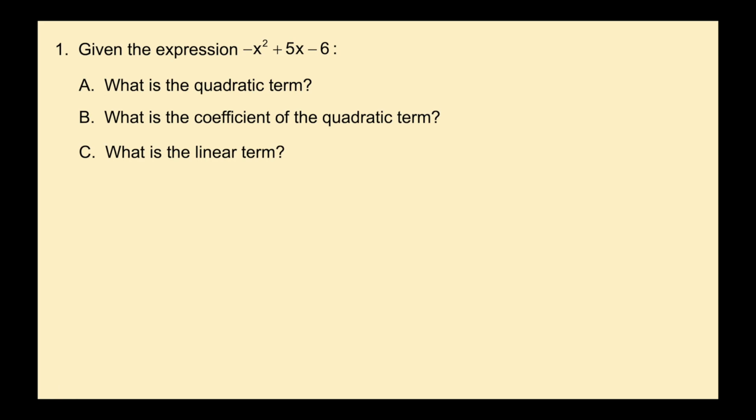So in question number 1, we're going to answer 3 questions. Part A, what is the quadratic term? And remember that the term is not just the number in front, but the entire part here. So we're going to get negative x squared. Coefficient of the quadratic term, that's going to be the number that's in front of x squared, so that's going to be negative 1. And what is the linear term here? Linear meaning the term that has a degree of 1, and that'll be 5x.